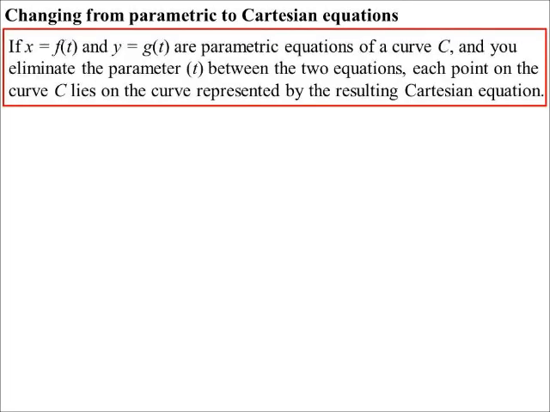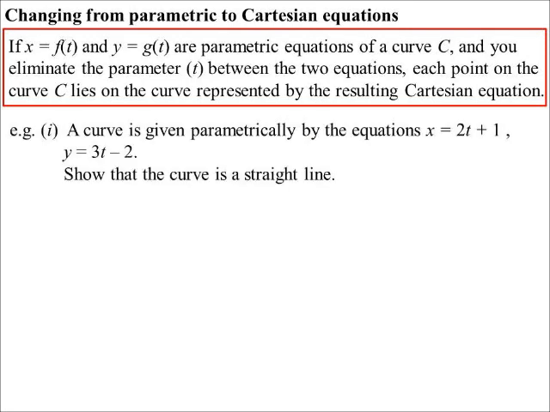Now, how do you change from a set of parametrics to work out what the Cartesian equation is? Basically, you eliminate the parameter. So it's like simultaneous equations, if you like. So we've got this one. The x value is going to be 2t plus 1. The y value is going to be 3t minus 2. We want to show that that represents a straight line. So how do we do it? Well, I'll make t the subject in one of them and then substitute it into the other. So it's just like the substitution method for simultaneous equations.